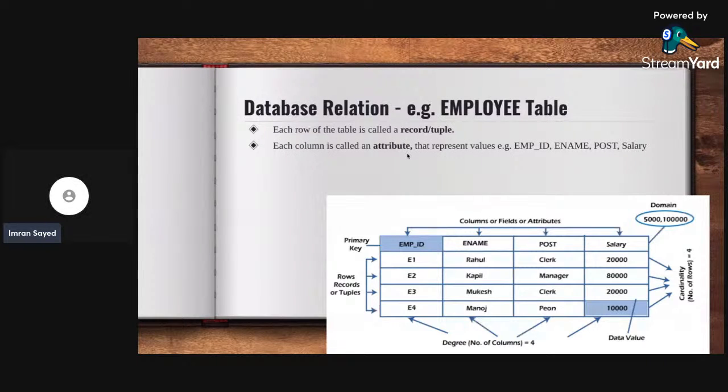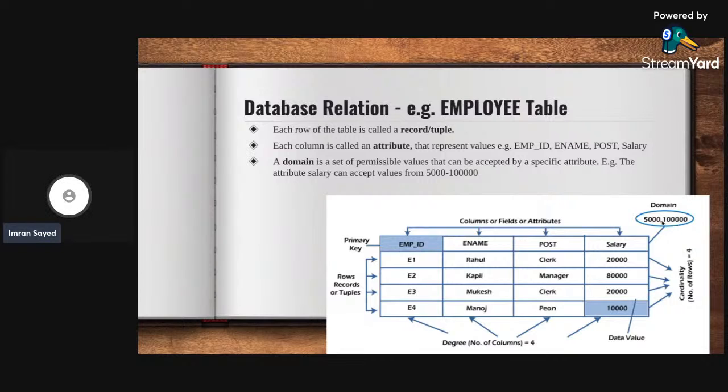Each column is called an attribute, which means this employee ID, employee name, post, salary. This column is called an attribute that represents the employee ID, employee name, post, and salary. Then you have something called domain. Domain means a set of permissible values that can be accepted by a specific attribute. So let's say salary. If you enter the data for the employee's salary, it should range between 5,000 to 1 lakh. So that is the domain. Domain means the range of the permissible values that can be accepted by a specific attribute. So this is the attribute.